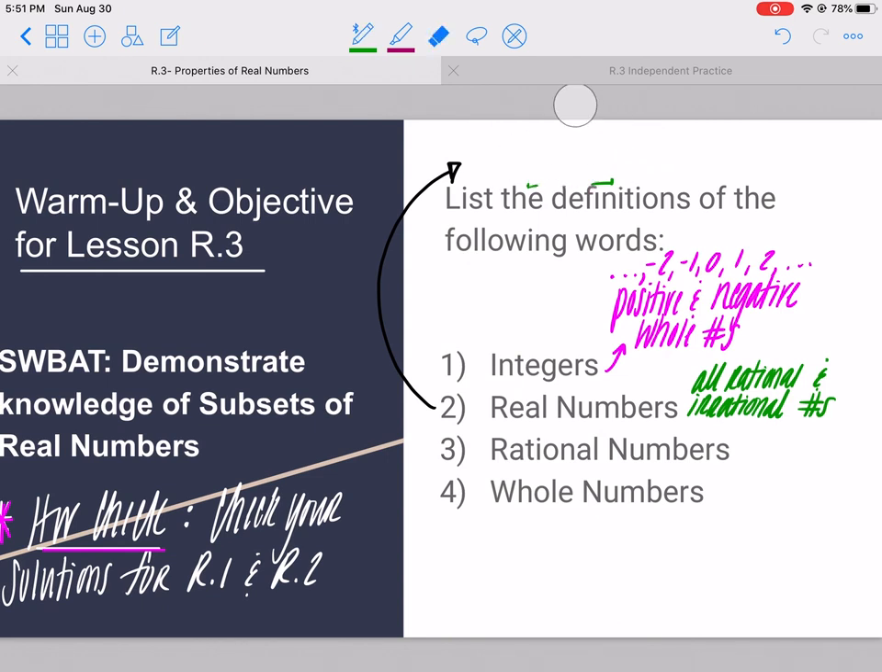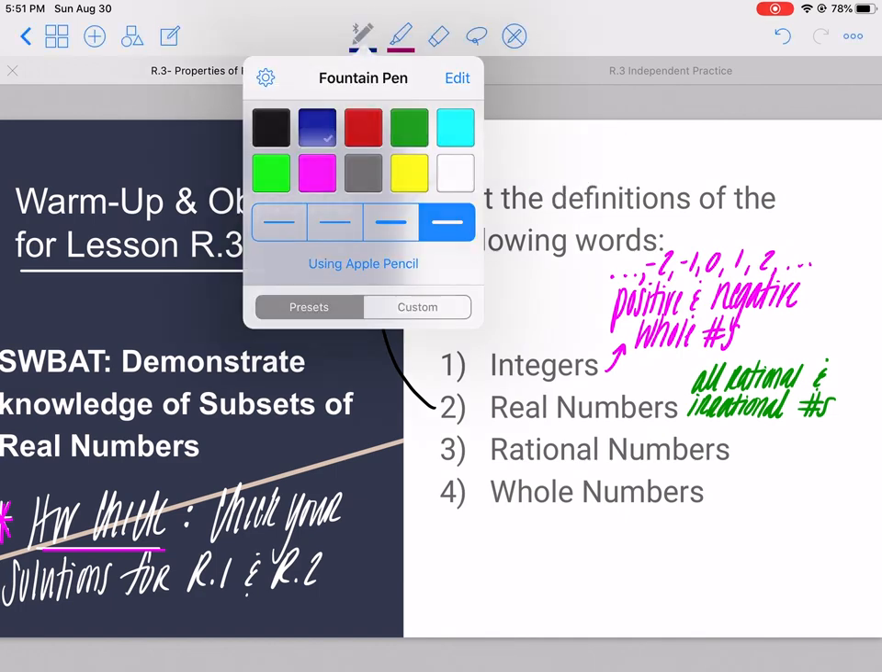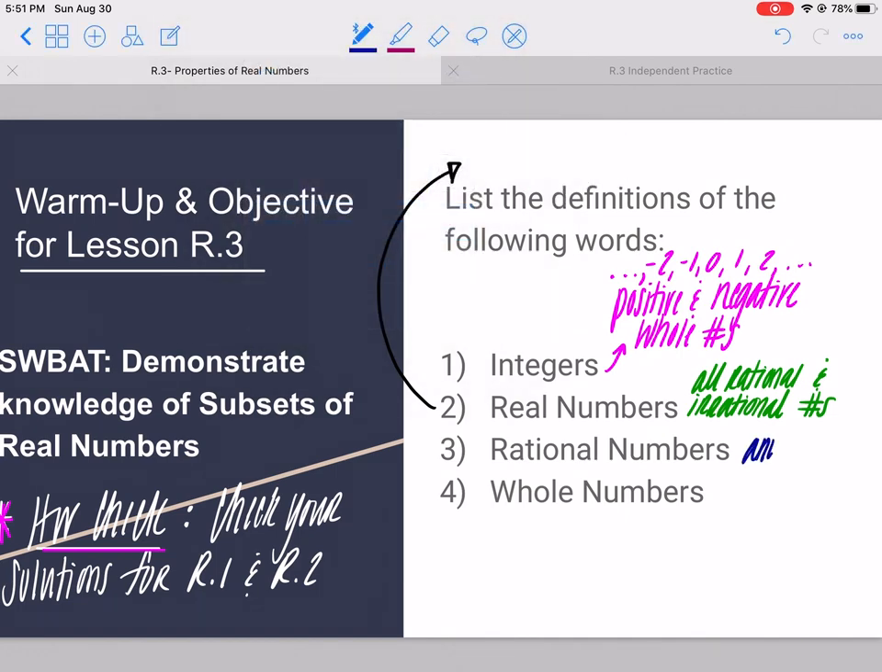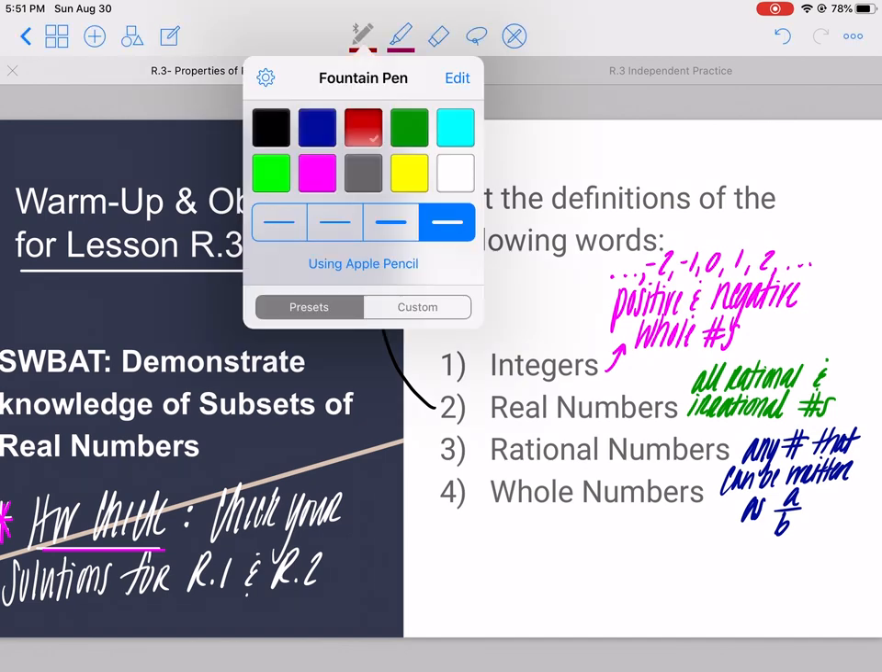Okay, rational numbers, you could write that as any number that can be written as a fraction, or you could write it something like this as a divided by b, where a and b are just numbers. Or you could say any terminating or repeating decimal. Any of those definitions is perfect.